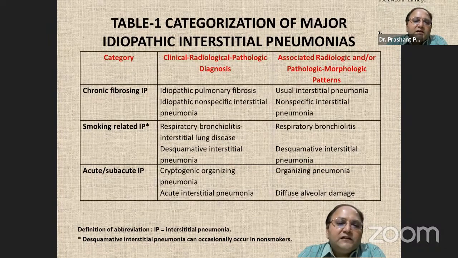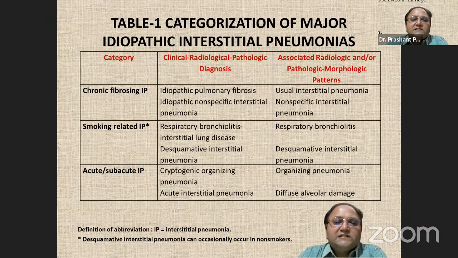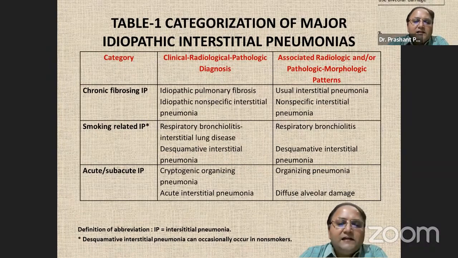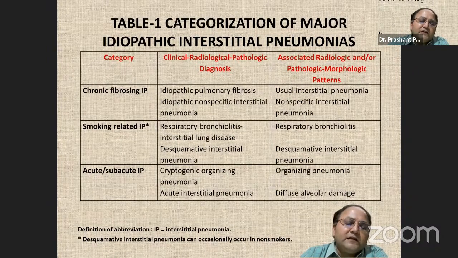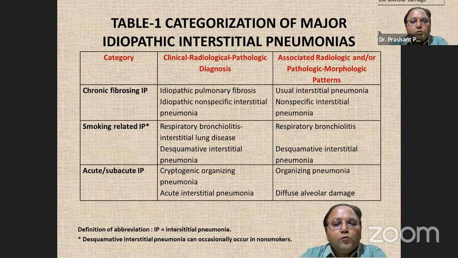So chronic fibrosing interstitial pneumonias are subcategorized into idiopathic pulmonary fibrosis, which is the name most commonly known, and idiopathic non-specific interstitial pneumonia, or what is known as NSIP. Smoking-related idiopathic interstitial pneumonias are basically respiratory bronchiolitis interstitial lung disease and desquamative interstitial pneumonia, while the acute or subacute idiopathic interstitial pneumonias are those presenting acutely, and they include cryptogenic organizing pneumonia and acute interstitial pneumonia.